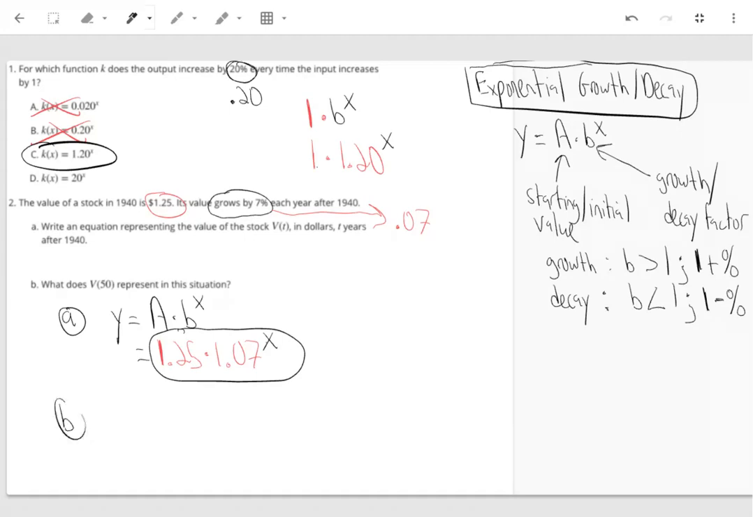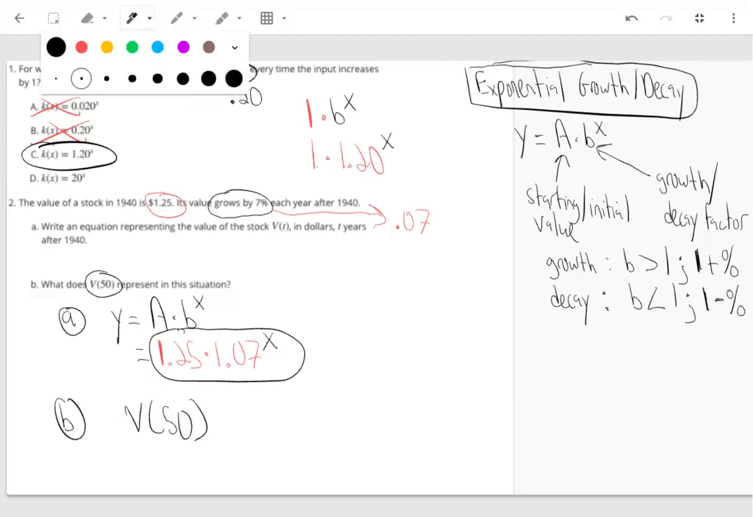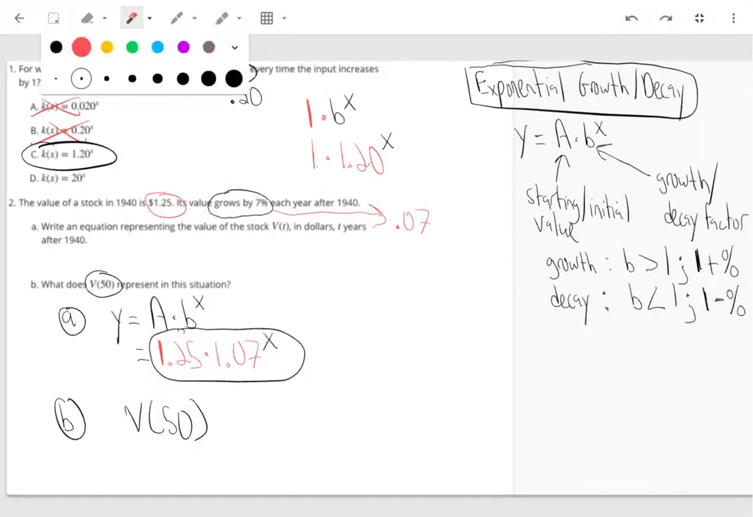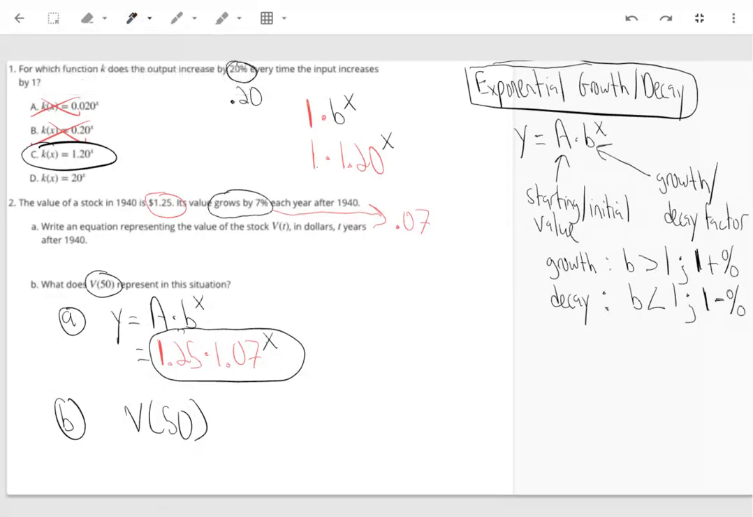Okay, so for B, what does V of 50 represent? Well, V of 50, remember, whenever we use function notation, the value that's in the parentheses is what we plug in for x. So V of 50 means plug in 50 for x.